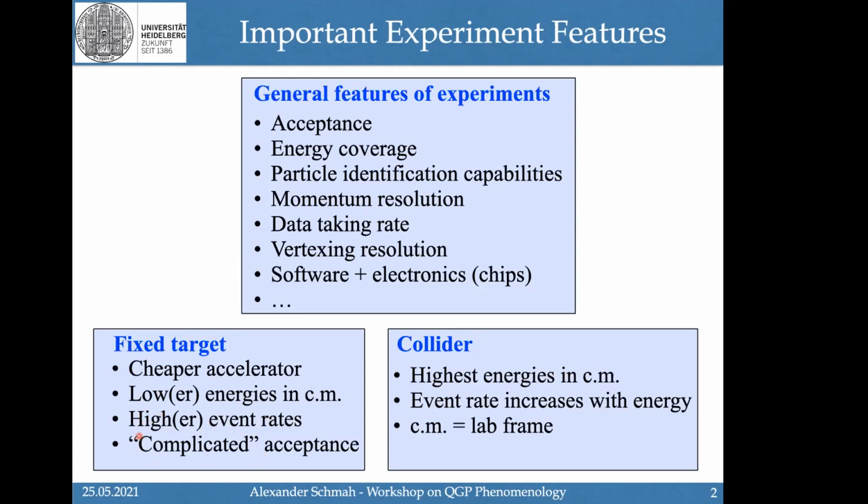That's why I wrote here complicated acceptance. This is sometimes actually an issue. I say here lower and higher because things are actually changing. We now have colliders at low energies with high rates, and fixed target experiments at higher energies. So this is just a tendency, but usually we distinguish the experiments by whether they are placed at one of those two different kinds of accelerators.